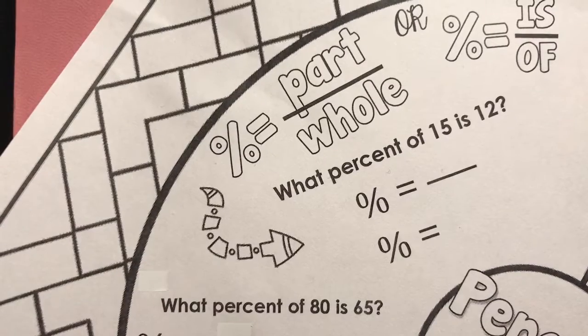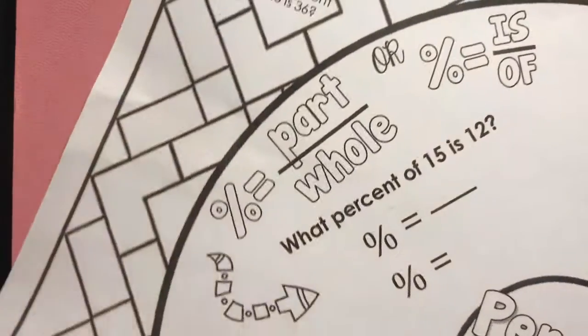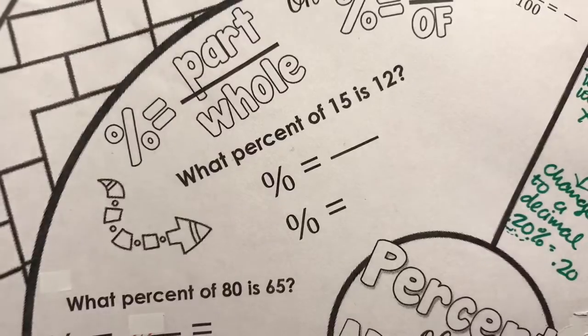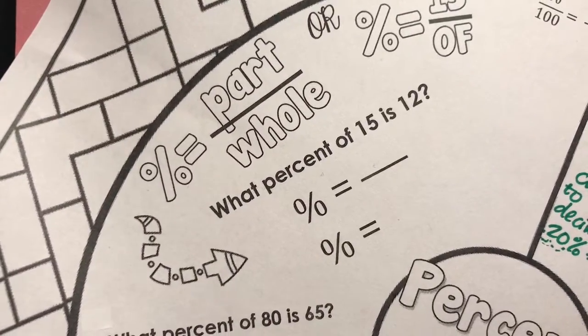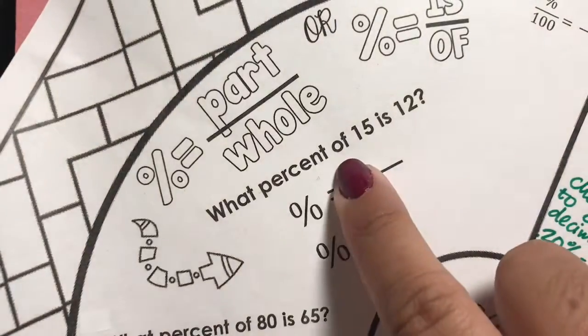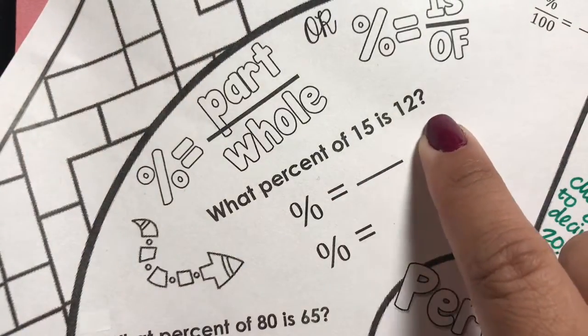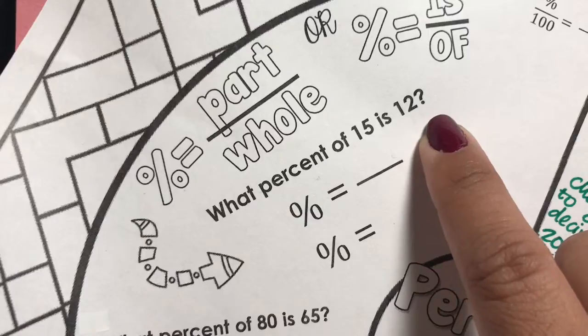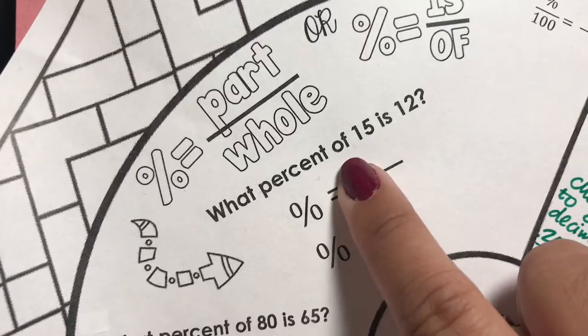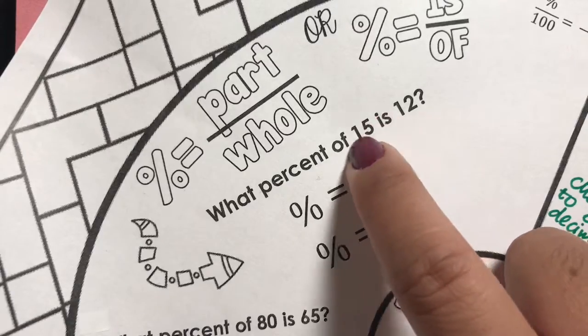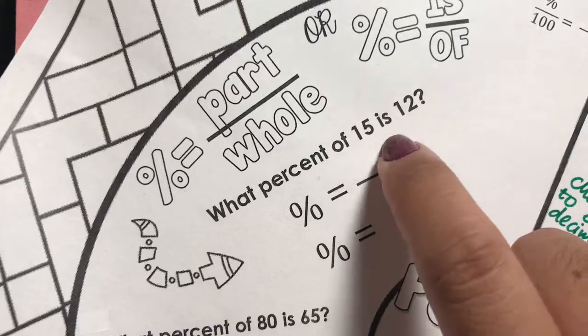Alright, so now we're moving on to the section of the worksheet that is the percent that equals part over whole. So if you have a question that says what percent of 15 is 12? Okay, so we're not finding 15% of 12 or 12% of 15. We're trying to figure out what would be the percentage of 15. So 15 is our whole, is 12.